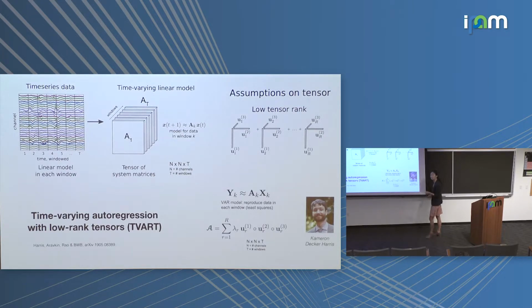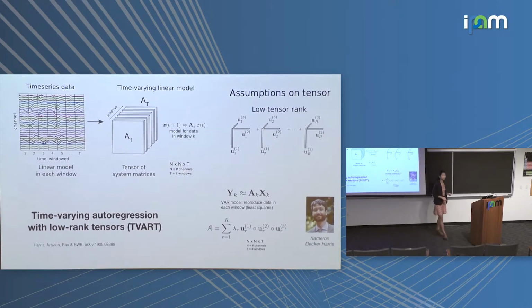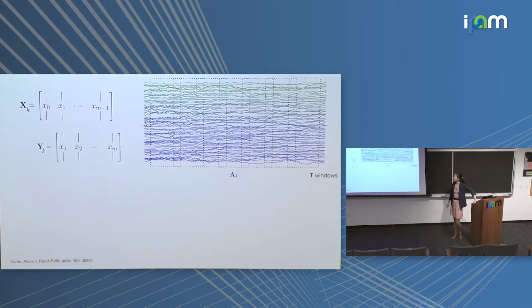So the model is the same. It's a vectorized autoregressive model in every single window. And we're going to assume that this script A tensor looks like the following, where it's low rank. It's a rank R. Right? So there's R of these multiplications. So here's how it works. You have windows of data. And in each window K, you have the same formulation as before. There's an X matrix and a Y matrix, which is your data.